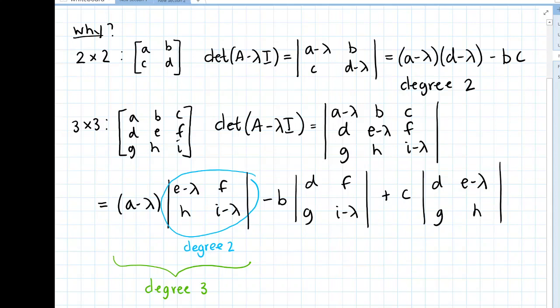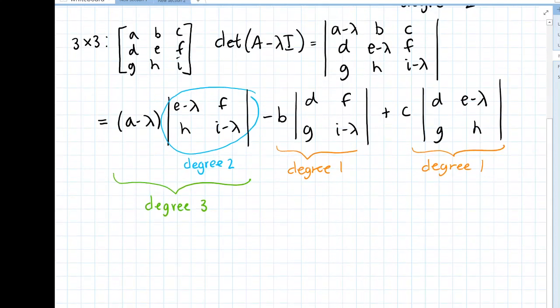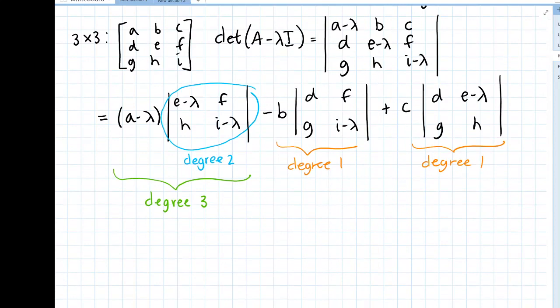And that's just what happened in the 3 by 3 example that we did earlier. And then if you look at these remaining pieces, these are both going to be degree 1, because there's only one lambda in each of them. So no matter what those numbers are, it's still just going to be degree 1. And so that tells us that overall, the highest power we're going to get of everything is going to be degree 3.